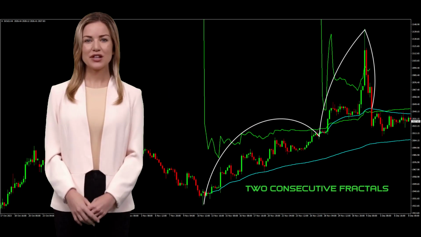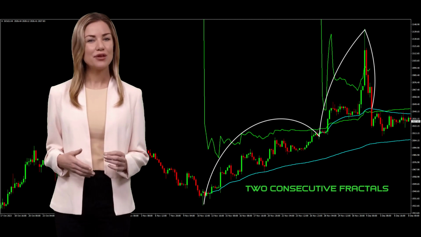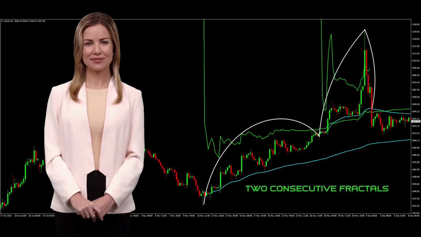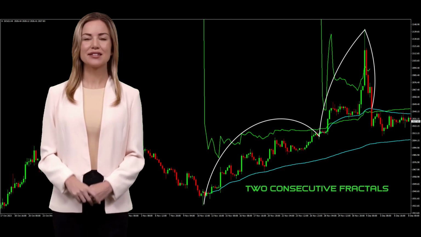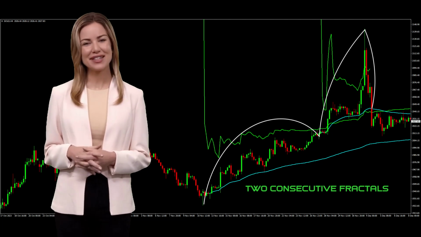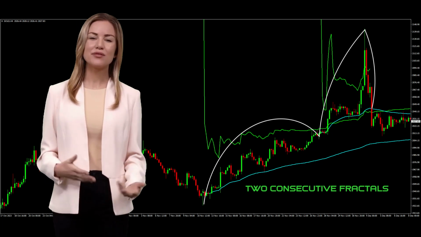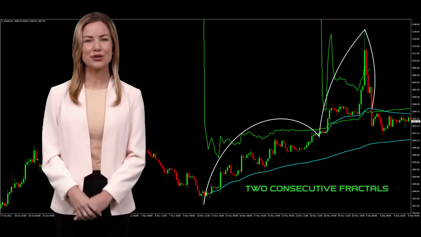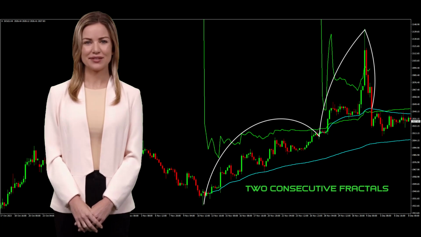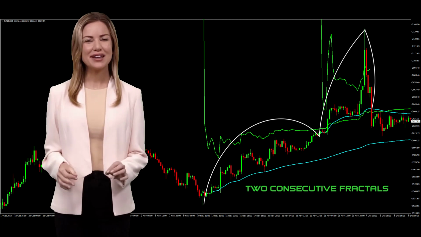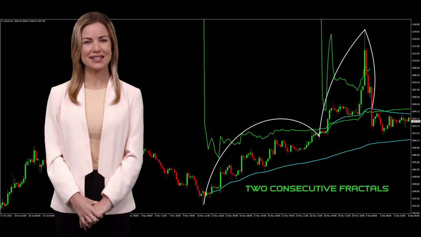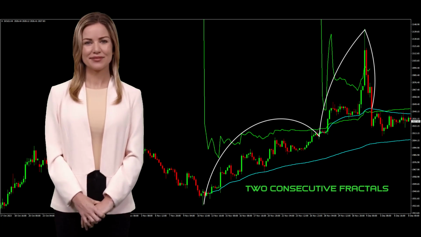Here we have shown two consecutive fractals. The first has completed its target. It has then corrected itself. Note that the correction is not necessarily to the support line. It is very shallow and is immediately followed by new higher prices, which tells us that we are now in a new fractal. So we use another indicator to measure it. The second fractal also reached its target and then corrected to its support line.